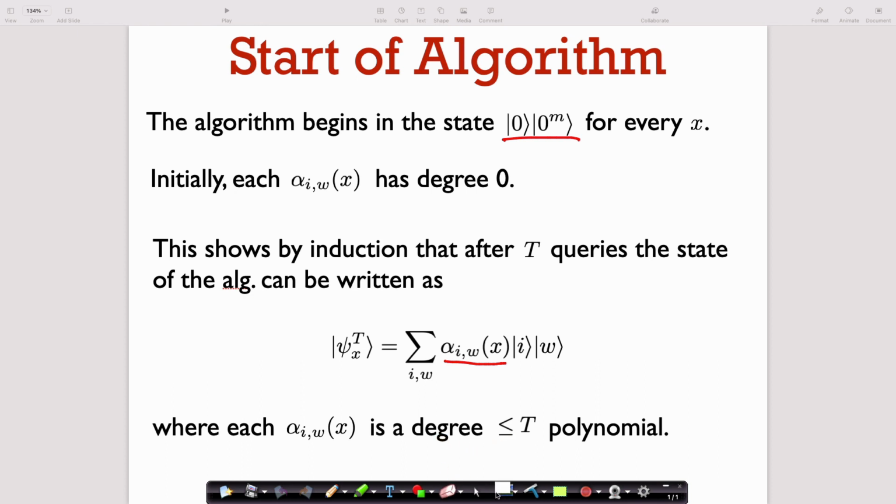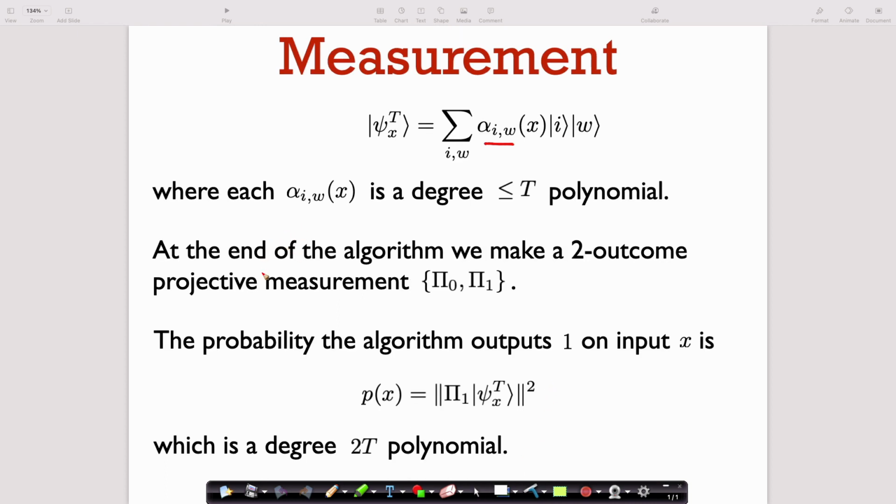Now there's one thing left to do in the algorithm, and that's to make our measurement. The last step of the algorithm is to make this two-outcome projective measurement. And remember, at the very beginning of the proof, we defined the polynomial p(x) to be the probability that the algorithm outputs 1 on input x. And this probability is exactly the projector Pi_1 applied to the final state of the algorithm, psi_x^T, the norm of that state squared. And we want to show that this p(x) is a polynomial of degree at most 2 times T.